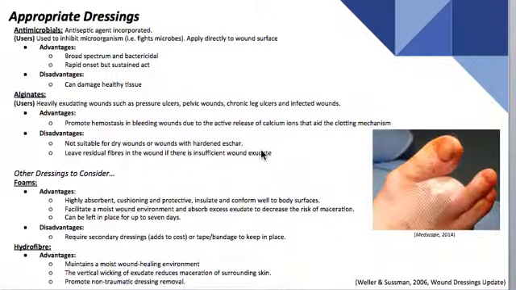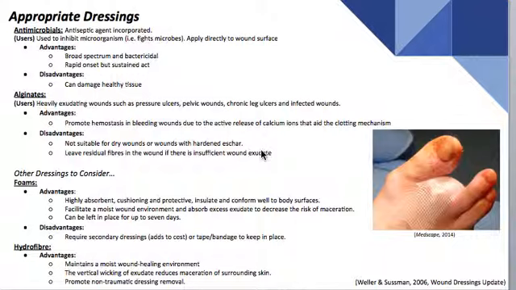Antimicrobials are a suitable dressing for managing an infected wound because they have an antiseptic agent incorporated in them. This then inhibits microorganisms by being applied directly to the wound surface. Some advantages include broad spectrum and bactericidal, and rapid onset but sustained action. However, some disadvantages include damage to healthy tissue.